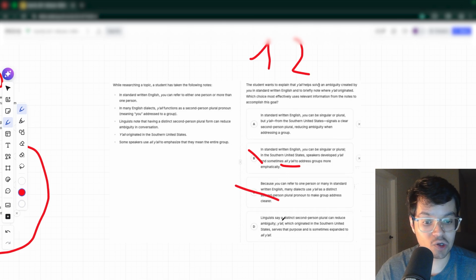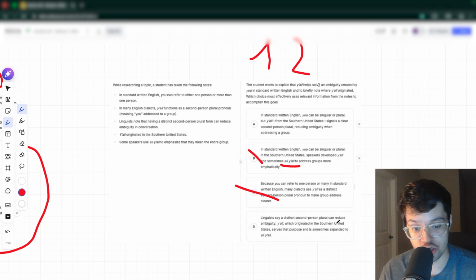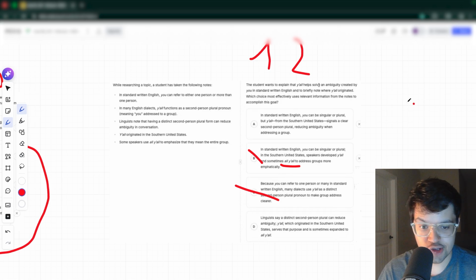Finally, we're down to D. Linguists say distinct second person plural can reduce ambiguity. Okay, so reduce ambiguity, we have that there. Y'all, which originated in Southern United States, serves that purpose and is sometimes expanded to all y'all. So this is really tricky at this point. I probably will look at the notes now.